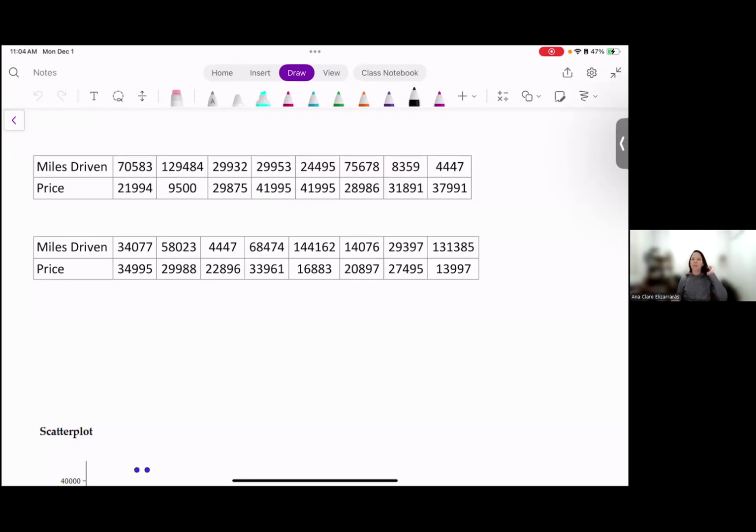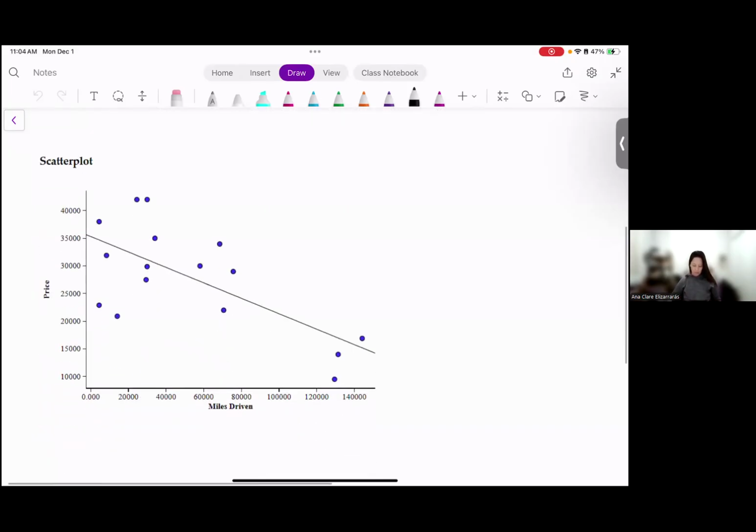So focusing on the same data set that we've had, where we have the miles driven of a Ford F-150 and the price of that same Ford F-150, and then we've graphed it in a scatter plot. What I have here is a line of best fit. This is the linear regression line that best fits the data. And what it means to best fit the data is that the sum of squares of the residuals, or the errors, is minimized. So it is the line that best fits and creates the smallest area of squares.